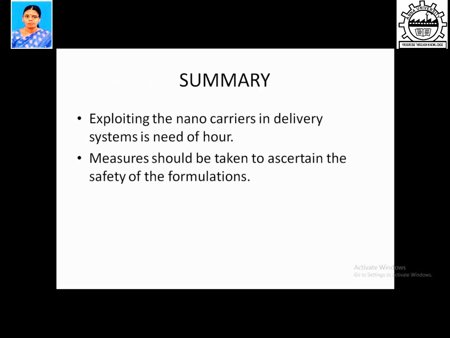So in summary, we have to exploit the role of nano carriers in the delivery system, very importantly, because already in the market there are nano based delivery systems around. But how effectively that can be used with available nano carriers, and whatever carriers you are choosing, they should be biodegradable and bioavailable. And very importantly, when you go to the nano level, the safety of the formulation needs to be ascertained from all angles.